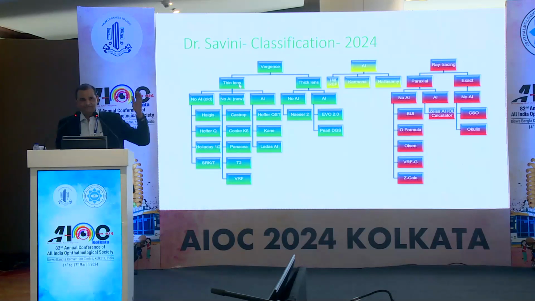In thin lens, the old generation non-AI, third generation formulas are Hoffer Q, Holladay, SRK/T and Haigis. And the non-AI newer ones are Castrop, Cooke K6, Panacea, T2. T2 is a newer version of the SRK/T. It is a very good formula for the majority of the eyes. The only problem with it is that it is in Excel format, so you cannot evolve it further. And the VRF, which has been recently introduced by the Ukrainians. So these formulas work a little bit better than the older generation formulas.